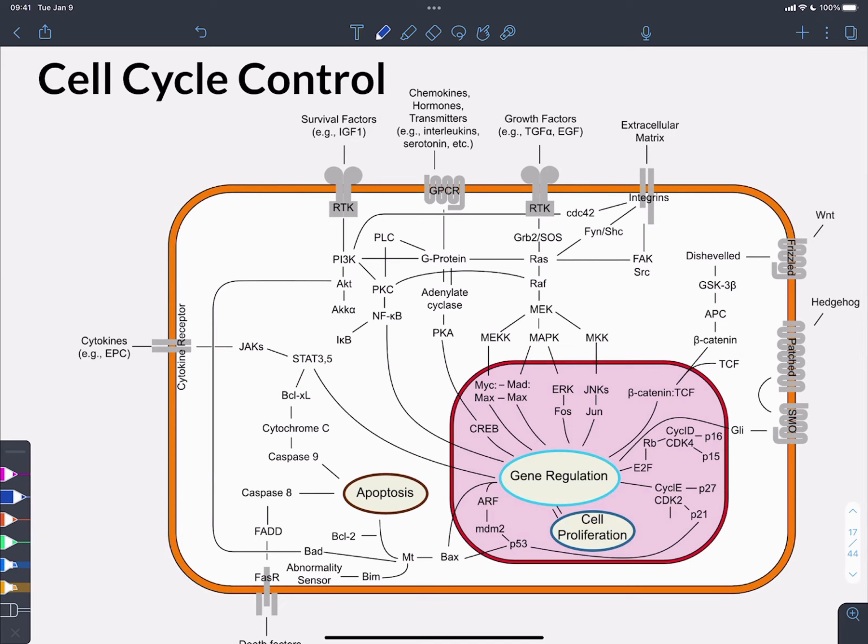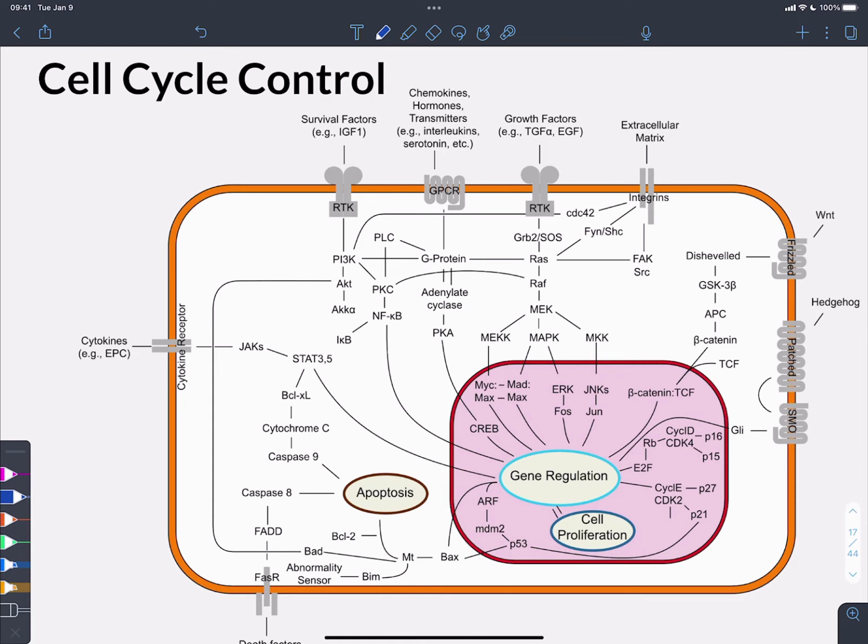So it's really important to control when a cell divides. You do not want cells to divide except when they're supposed to. And so this diagram shows some of the different proteins that are involved in regulating the division of a typical human cell. And they all have different names here. You can see them like MEK and adenylate cyclase and all those sorts of things.